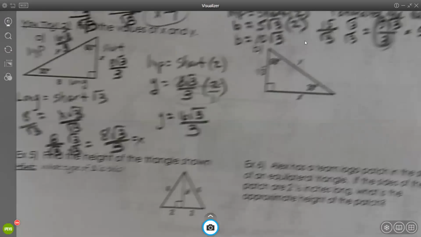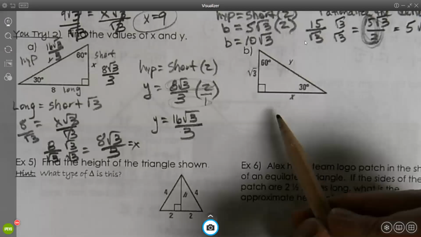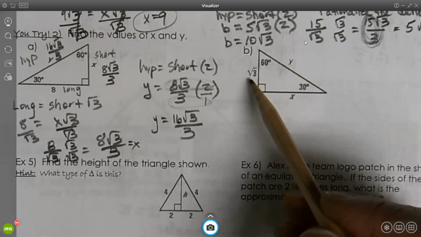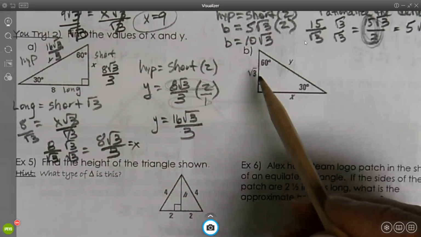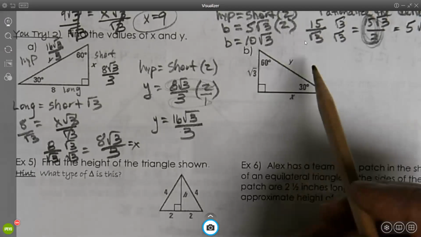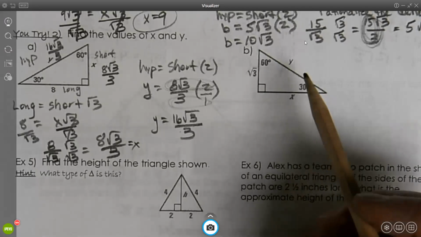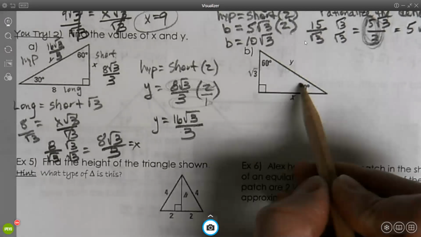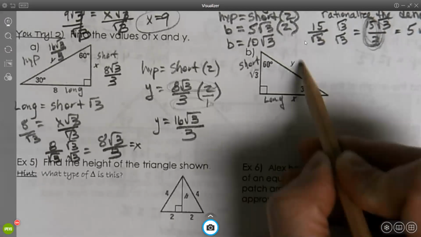Then we come over here to our last one. Because there's only one side given to us, we can't use Pythagorean theorem. We can't do leg squared plus leg squared equals hypotenuse squared. We don't have enough information. So that's the advantage of knowing your 30, 60, 90 rules. So we're given the short leg, we're looking for the long leg, and we're also looking for the hypotenuse.